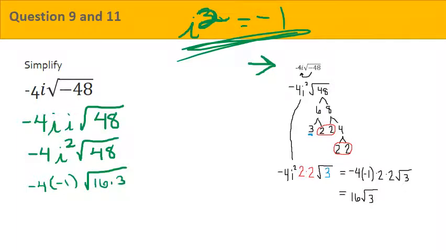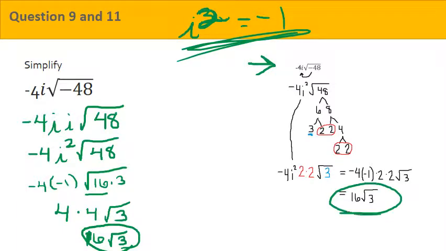All right, so let's simplify this. Negative 4 times negative 1 gives me a positive 4. Now the square root of 16 is 4. Then we're left with the square root of 3. So on the outside we have 4 times 4, so that gives me 16 times the square root of 3. So 16 square root of 3. Okay?